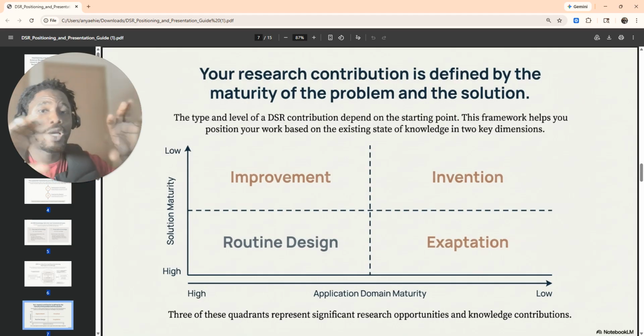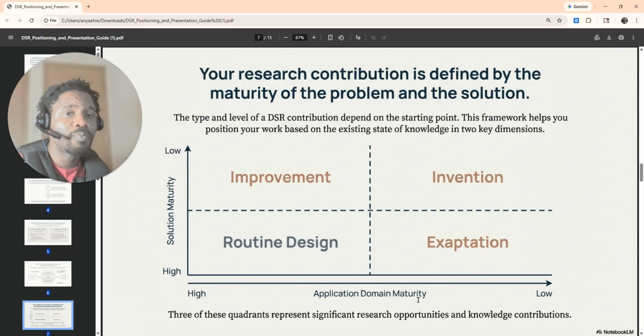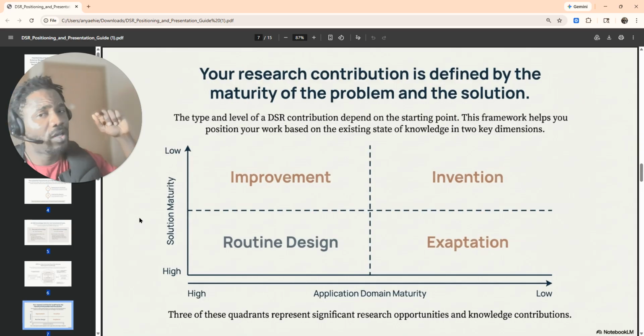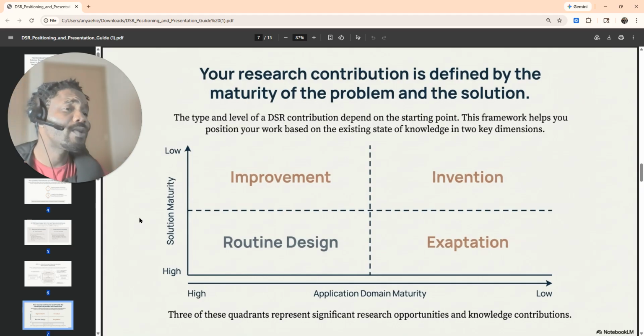This is actually based on two dimensions. On the bottom, you can see the application maturity. This is how well we understand the problem you're trying to solve. On the side, we can see the solution maturity. This is how developed the existing solutions are. And depending on where you sit on these axes, your research falls into one of these four quadrants: invention, improvement, exaptation, and routine design. So these quadrants represent where your contribution falls.